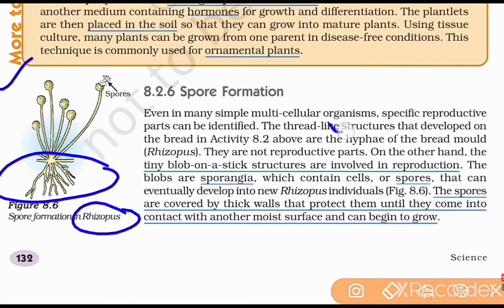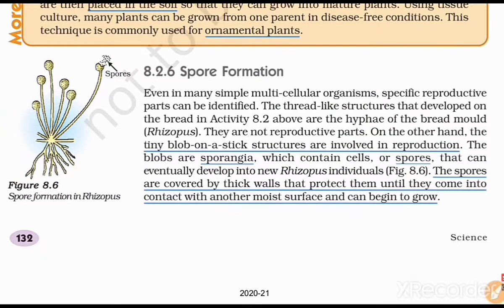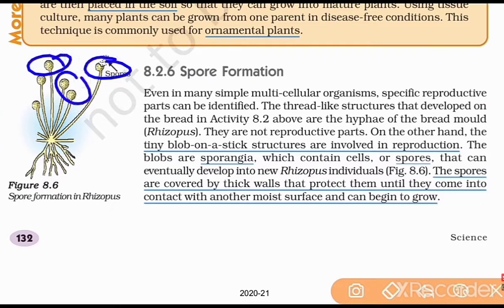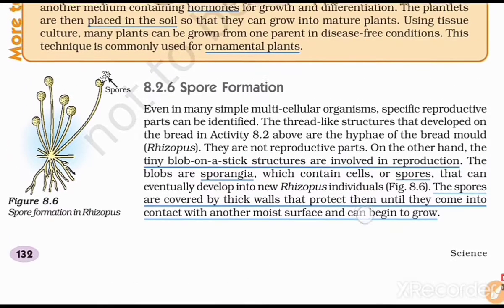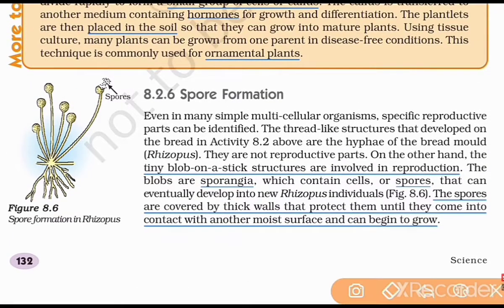Thread-like structures are developed on the bread. Okay, here, they are not reproductive parts. On the other hand, the tiny bob-like, stick-like structures are involved in reproduction. These bob-like structures are known as sporangium. Inside the sporangium, spores are present. These spores can eventually develop into a new Rhizopus individual. One or more new Rhizopus individuals can be produced by these spores.